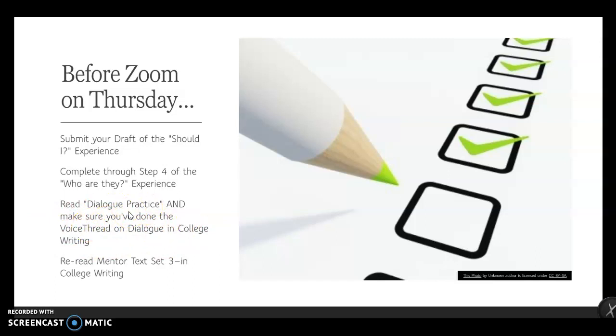And what we do in our Zoom class is more meaningful if you've already done some of the work from college writing. Then reread Mentor Text Set 3. It's in college writing. Your discussion board post, remember, was already due on Wednesday. But we're going to go over the mentor text. And don't forget, you can add all of that wisdom to your replies that are due on Friday.